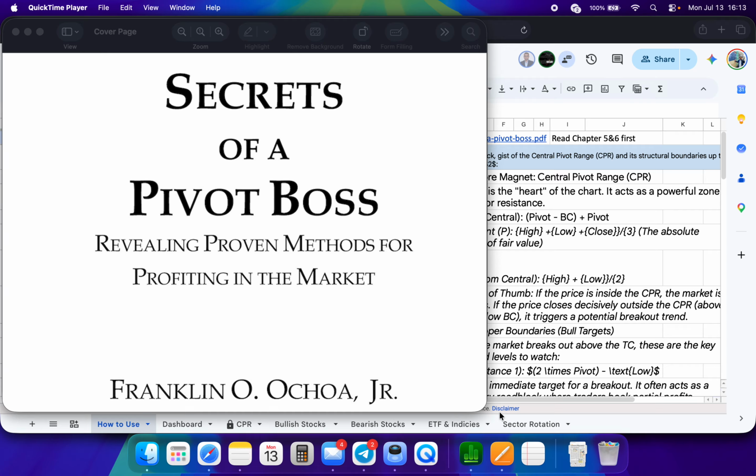I'm going to walk you through today the ultimate stock filtering tool for the top 750 market cap stocks. If you're looking to streamline your technical analysis, save hours of research, and find high probability setups, this dynamic Google Sheet is your new best friend.